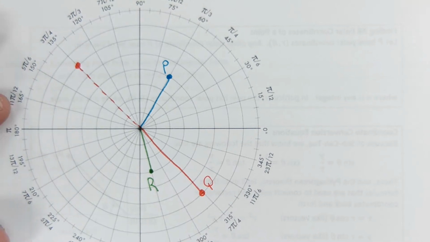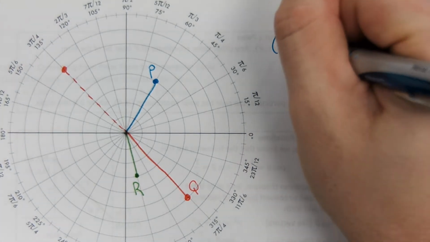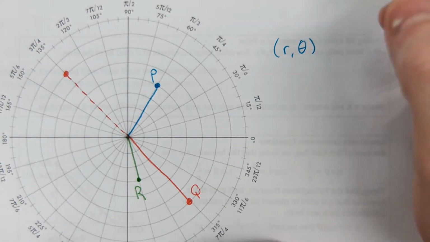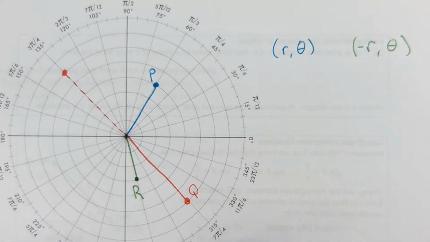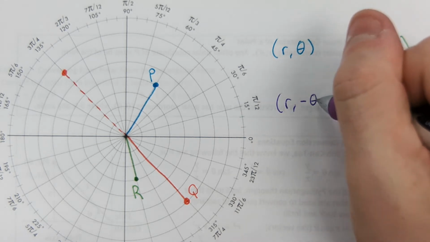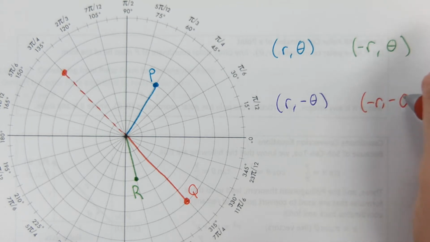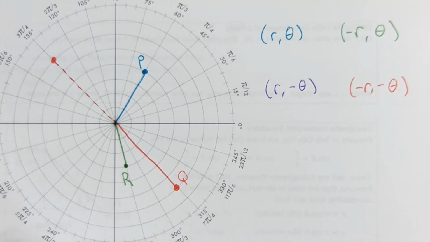So there are always a minimum of 4 ways to write these things out. There is your standard r, theta. Then there's a negative r, theta. There's r, negative theta. And of course, negative r, negative theta. And we will be well versed in finding all of those.